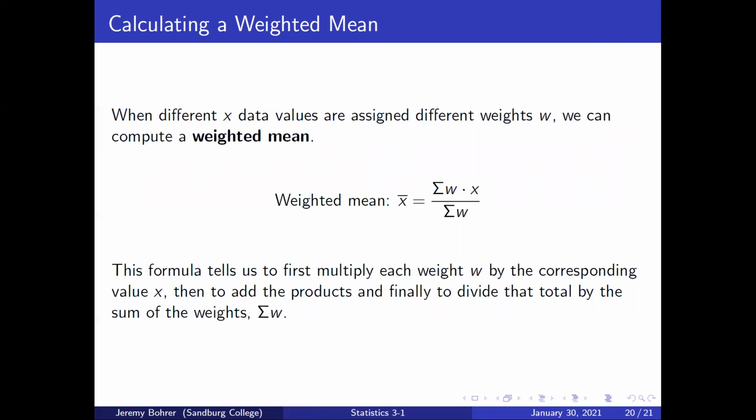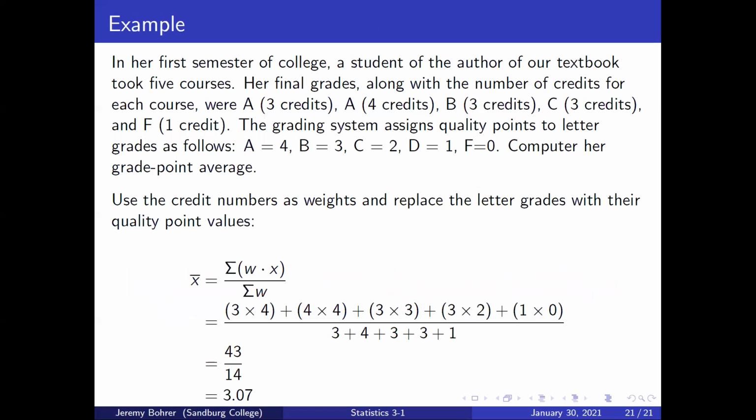When different x values are assigned different weights w, we can compute a weighted mean. Weighted mean x bar equals the sum of w times x over the sum of w. This formula tells us to first multiply each weight w by the corresponding value x, then to add the products, and finally to divide that total by the sum of the weights, sigma w.